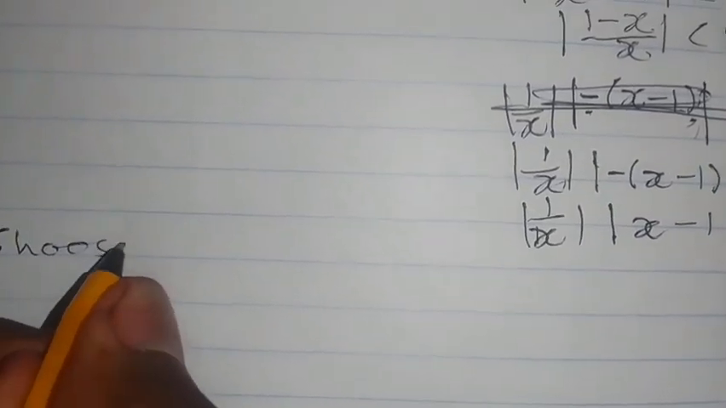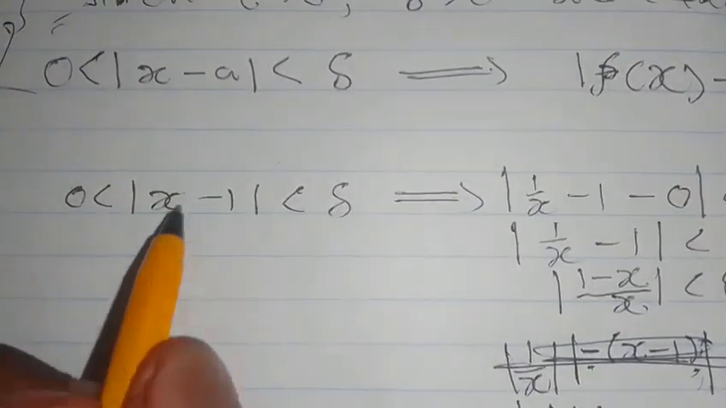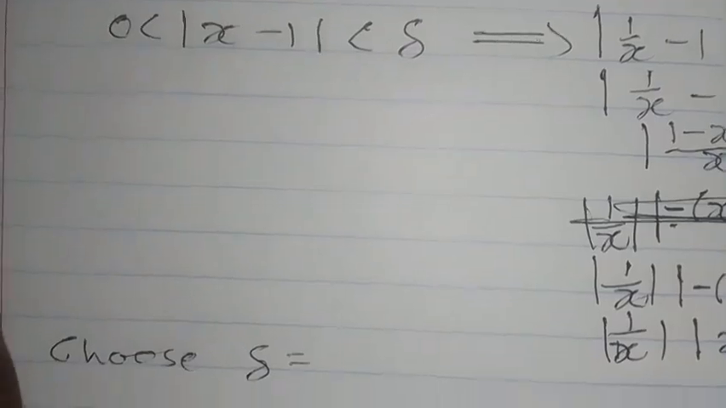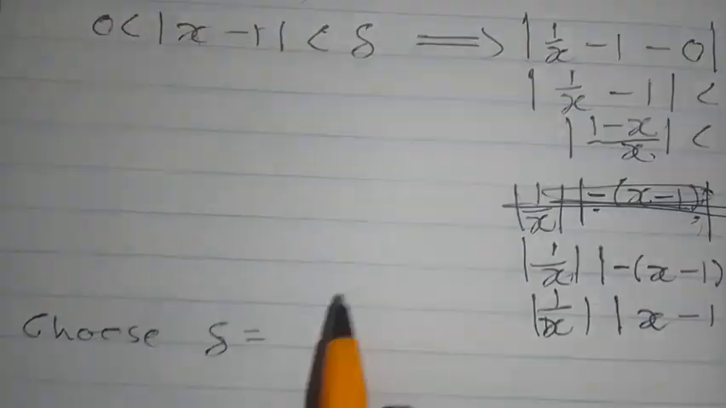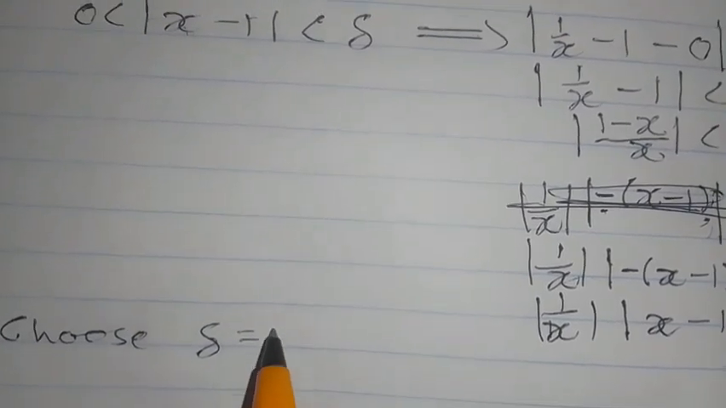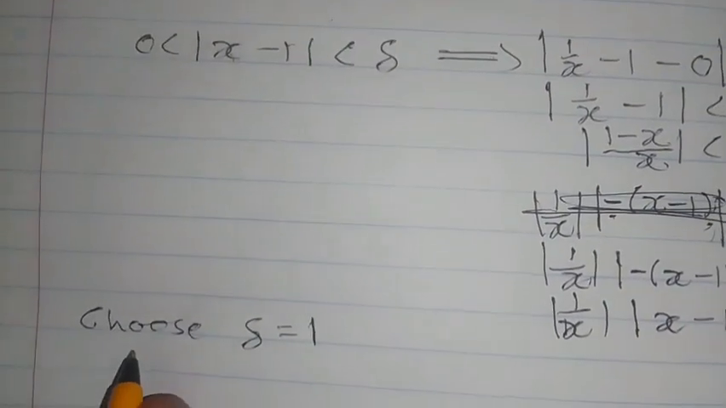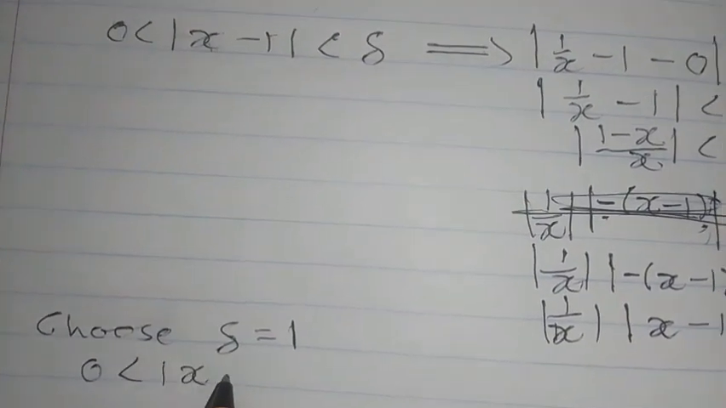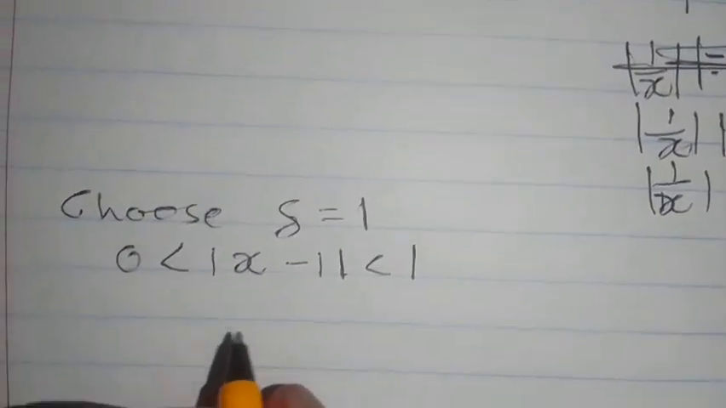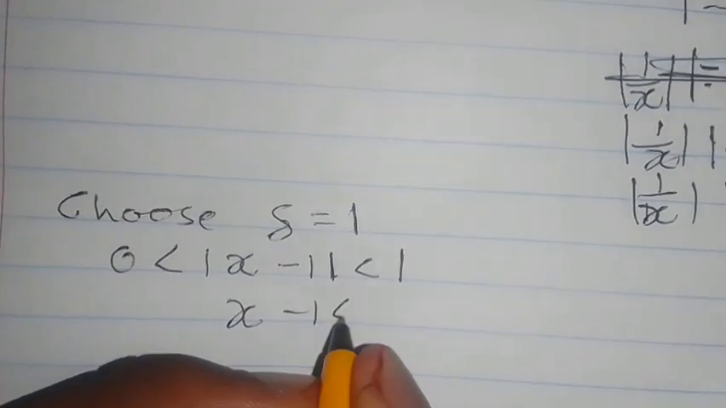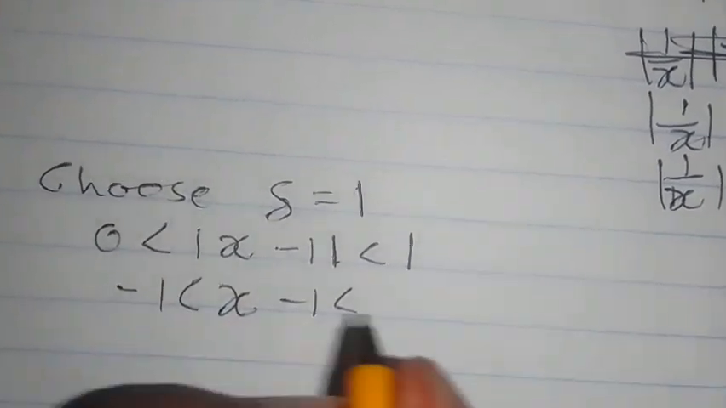So here we can choose delta equals, now let's go back. We want the answer to be as close to 1 as possible. What x value can we substitute in? If we substitute in 0, then we have minus 1. The absolute value of minus 1 will be 1. And then choose delta equals 1. Then when we do that, you have 0 less than the absolute value of x minus 1 less than 1. And this basically means x minus 1 is between minus 1 and 1.